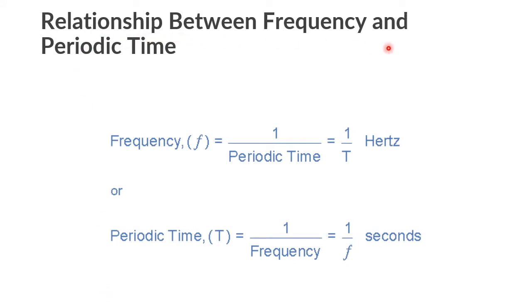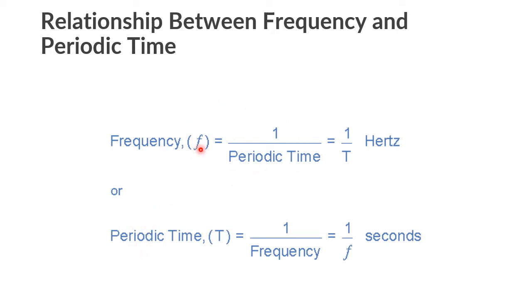Relationship between frequency and periodic time. There is a common equation to find the frequency. The frequency will be equal to the reciprocal value of the periodic time, which means f equals 1 over T. The unit of the frequency is hertz.